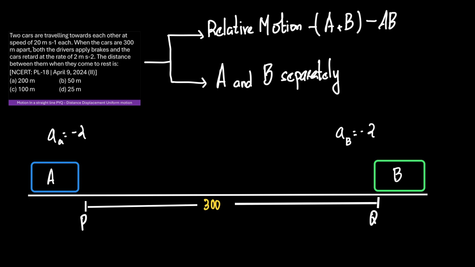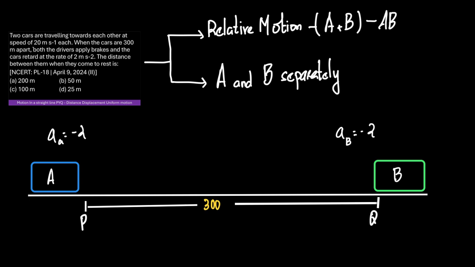Okay. So first we'll go through the separate approach where we'll see the solution by considering motion of A and motion of B separately and then finding out the solution. And then we'll see how to solve the same question using relative motion.